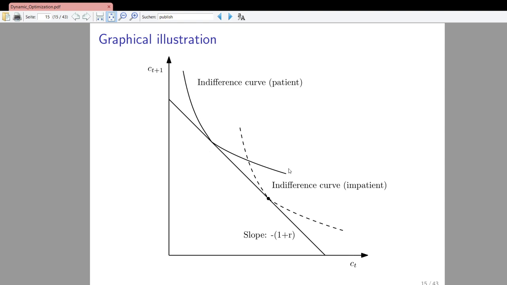And I've drawn two indifference curves here, one for a patient individual and one for an impatient individual. The location of the indifference curve is determined by the parameter beta, the discount factor, and the curvature of the indifference curve is determined by the elasticity of intertemporal substitution, which is 1 over theta. So for the patient individual, the best choice would be here, so that would lead to the highest indifference curve for this individual. And this individual would sacrifice a lot of period t consumption in order to be able to consume much more in period t+1. That's why it is patient. So beta is rather high. It shifts the indifference curve upwards. And for the comparatively impatient individual, we would have a lower beta, and the indifference curve would be shifted downwards. So this individual sacrifices less consumption in period t, and therefore can buy less additional consumption in period t+1.